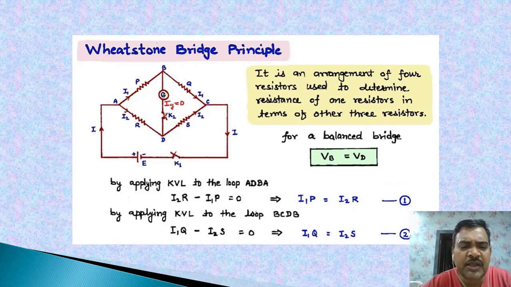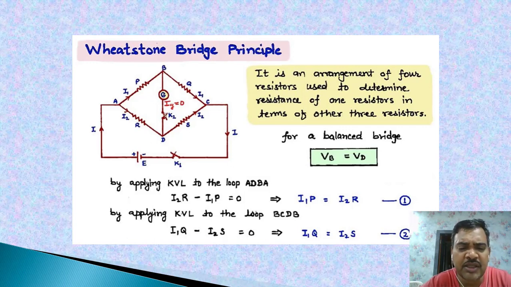Now by applying Kirchhoff's voltage law to the loop ADBA, we are moving in anticlockwise direction. So I2R, as we are moving in the direction of current, and from B to A we are moving opposite to the direction of current, so minus I1P equal to 0. I1P equal to I2R, equation number 1.